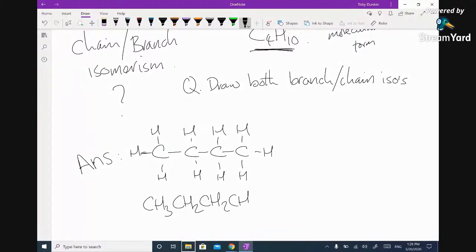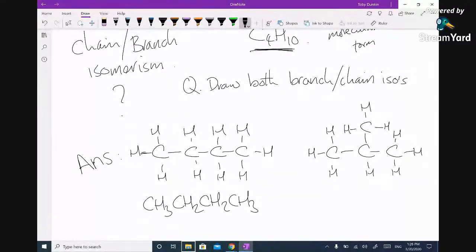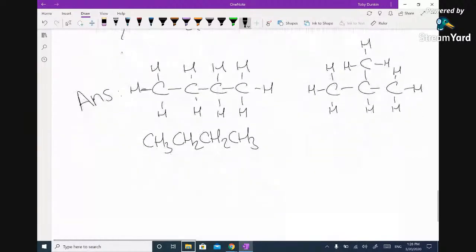Right. What's the other one? The other one is a branched isomer. What I have now done, I have changed the chain length. And once again, pause the video. Can you name the two isomers, please? Name the two isomers.